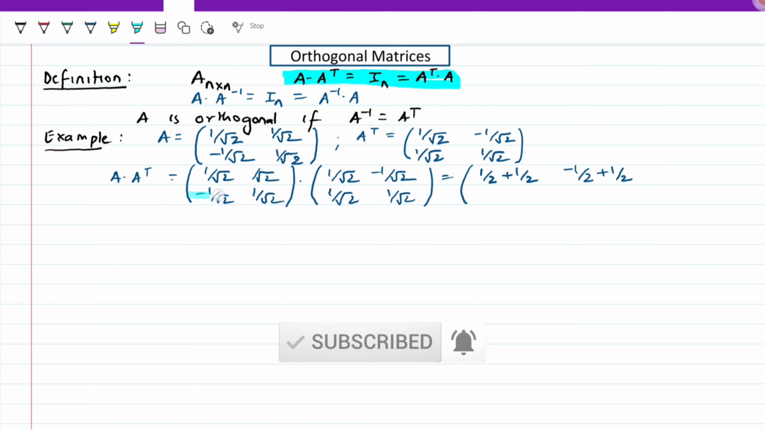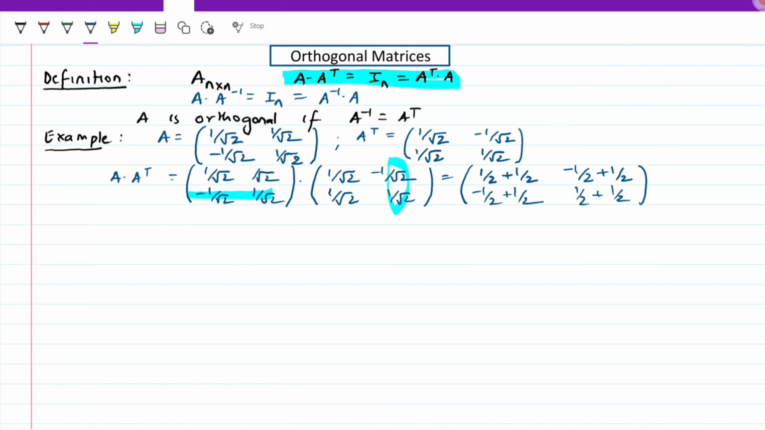Taking the product of the second row with the first column gives us negative half plus half. And likewise, if we take the product of the second row with the second column, we are going to get half and half. And thus you can see that it reduces to 1, 0, 0 and 1, which is the identity matrix of order 2 by 2. Thus one can conclude that the given matrix A is orthogonal.